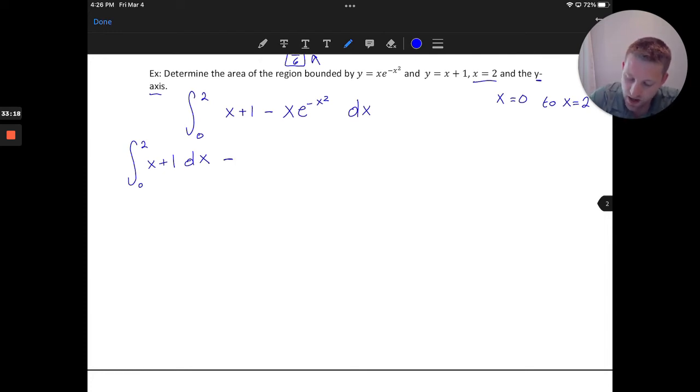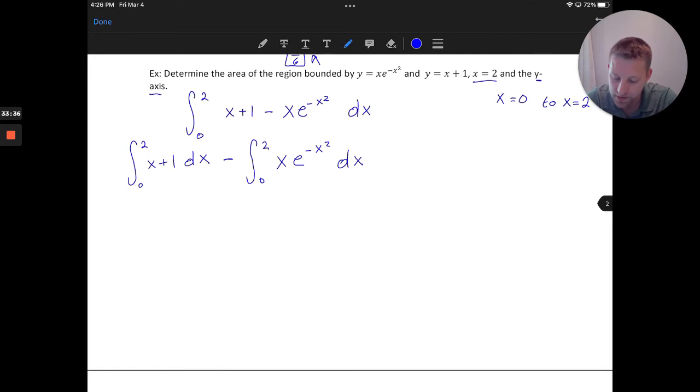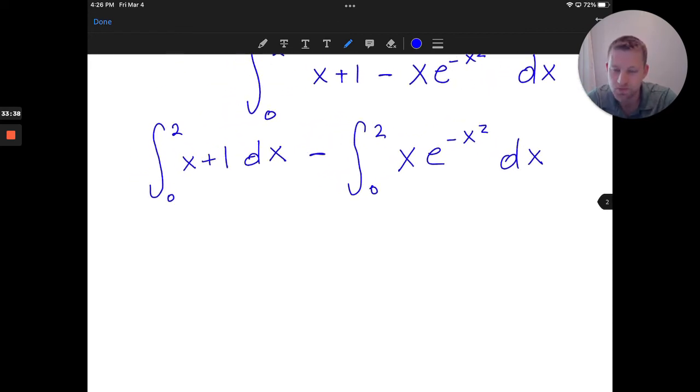And then we're going to subtract, keep that negative sign inside, and then we'll have the integral from 0 to 2 of x e to the negative x squared dx. So we'll try to do this in those two parts. So let's start with the smaller one, just x plus 1. So x plus 1, we can have an antiderivative of x squared over 2 plus x, and then we'll evaluate this from 0 to 2.